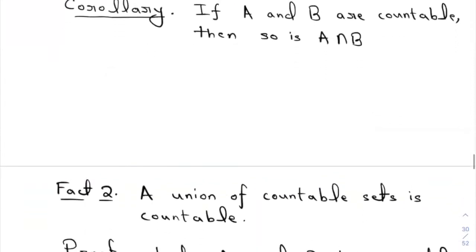As an immediate byproduct of this result, if A and B are countable, then the intersection is also countable. This follows because A intersection B is a subset of, say, A, and since A is countable, its subset is also countable.